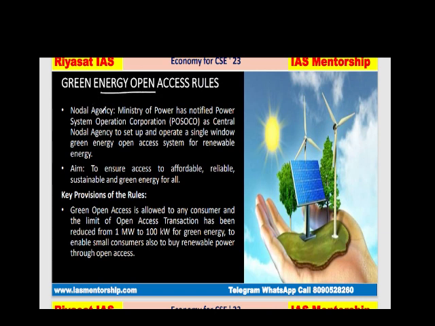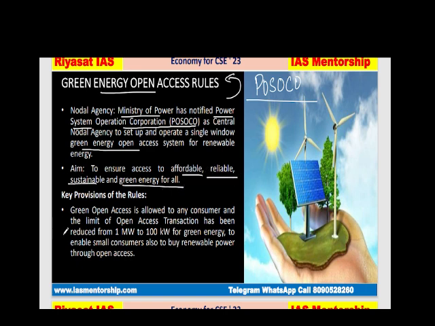Basically, these rules have been given by the Ministry of Power, and this Ministry of Power has notified Power System Operation Corporation (POSOCO), okay, as central nodal agency to set up and operate a single window clean green energy open access for renewable energy. The nodal agency for the implementation of the rules is POSOCO. Clear? What it will do, it will ensure that there is affordable, reliable, sustainable and green energy for everyone.